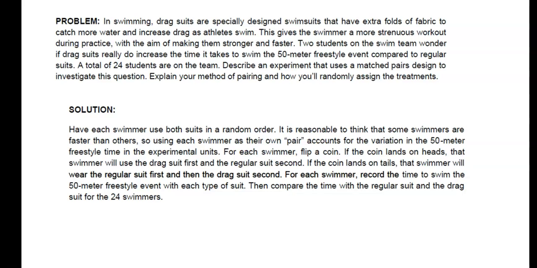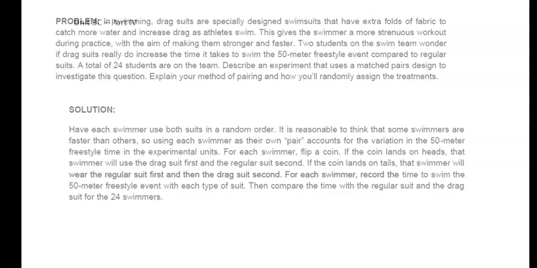It is reasonable to think that some swimmers are faster than others, so each swimmer should be their own pair. Accounts for the variation in the 50-meter freestyle. For each swimmer, flip a coin. If the coin lands on heads, the swimmer will use the drag suit first and the regular suit second. If the coin lands on tails... So they specified what's going to happen with the coin flip. For each swimmer, record the time to swim the 50-meter freestyle in each type of suit. Then compare the time with the regular suit and the drag suit for the 24 swimmers. That's your lesson for today.